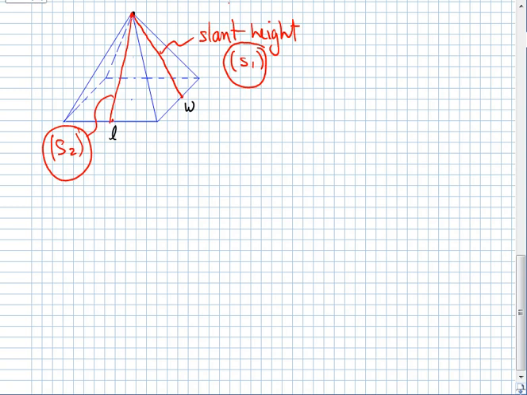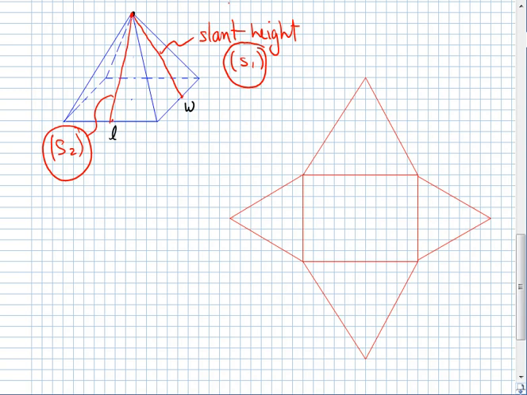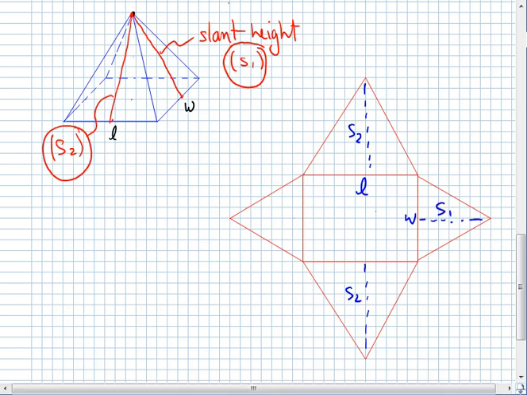Did you pause the video yet? Do it! Okay, so I'm taking pity on you just in case you got stuck. This is what you should have to start. Here's the length, here's the width. This would be S2, so would this here also be S2, and this would be S1, as would this one here. Now try to pause the video again. Make sure you know how to get the surface area. Do it now.